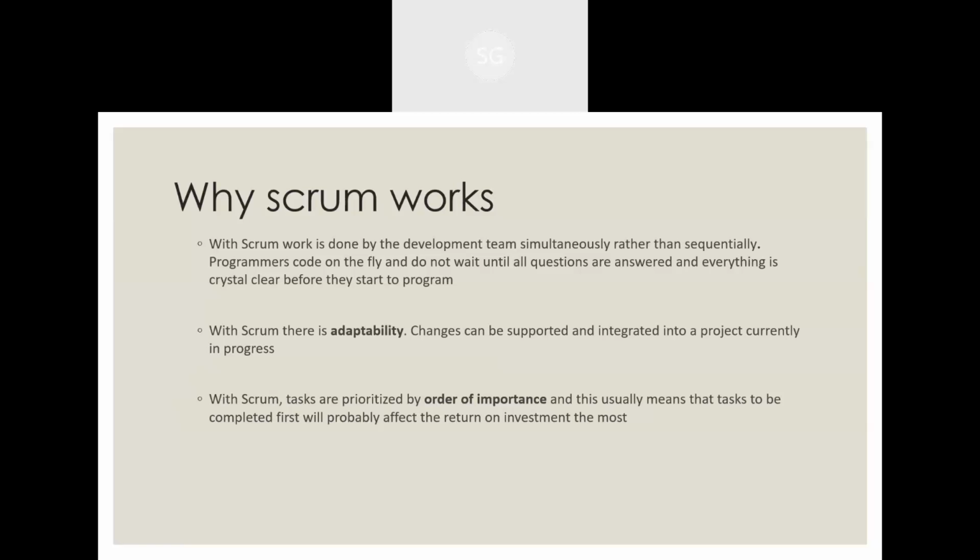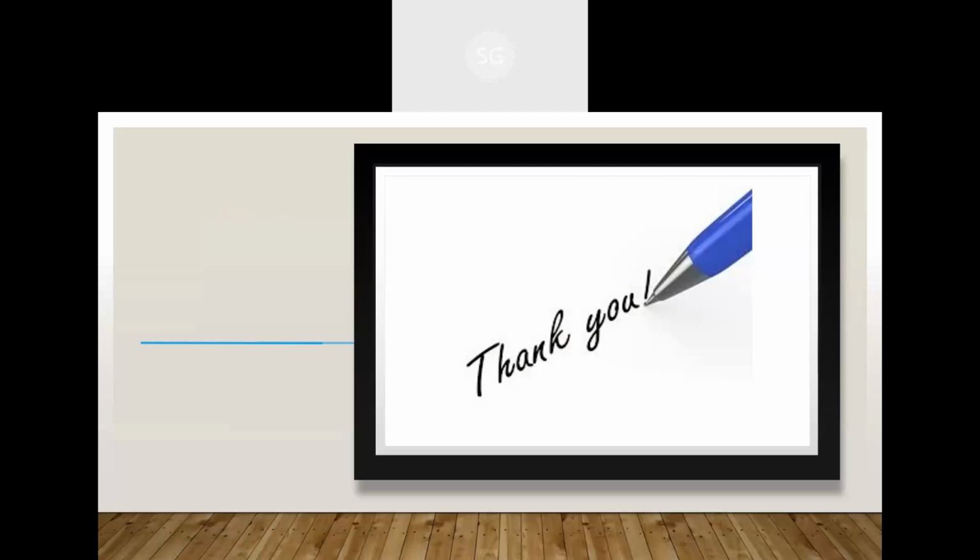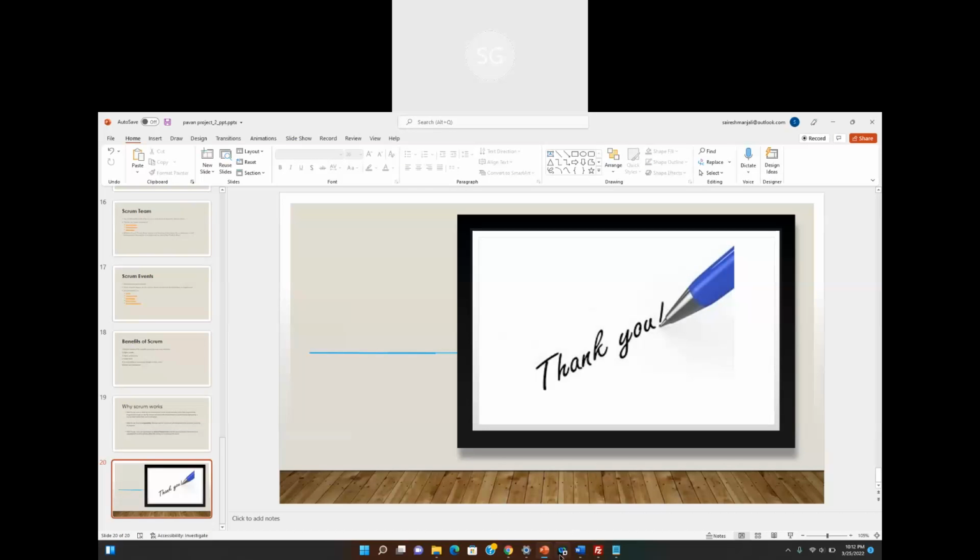And with Scrum, tasks are prioritized by the order of their importance. Usually, the PO, the product owner, helps with prioritizing the tasks and triaging. That's basically called triaging. They prioritize the tasks and focus on the ones that are really important, so there will be the highest return on investment. And we will also see the demo for the project.